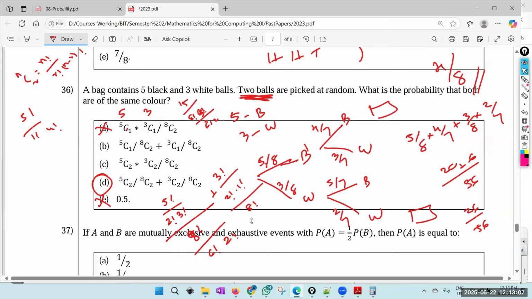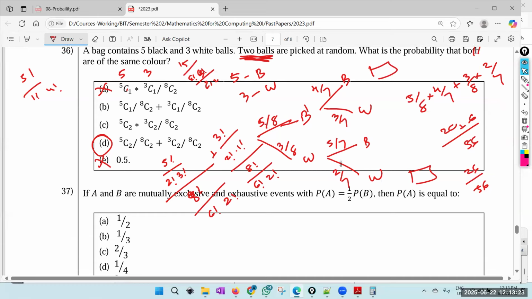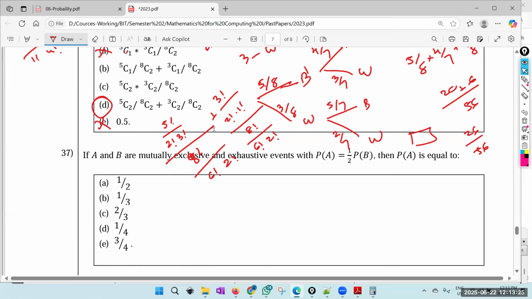factorial 8 factorial 6 factorial 2. You need to simplify and see whether you get this. Okay. Anyway, I don't know why the examiner has put it like this. Right? But the way we did it is correct. Okay. But unfortunately, the answer is in NCR.